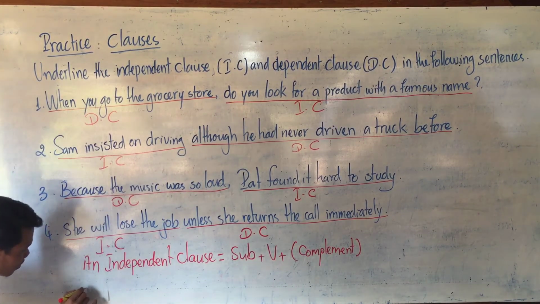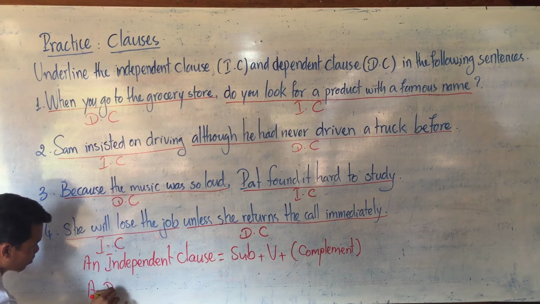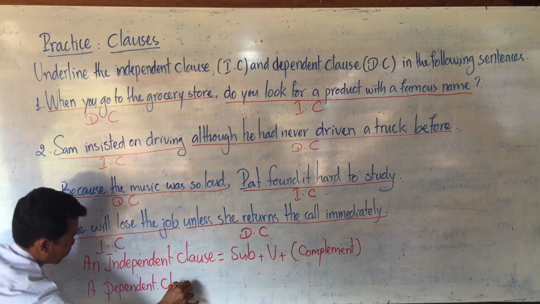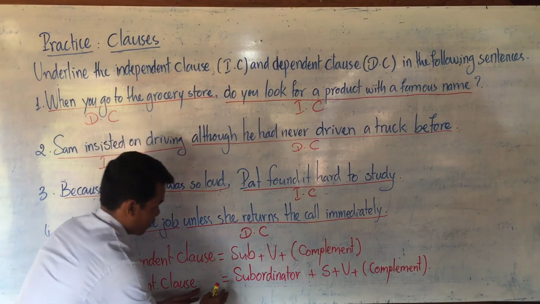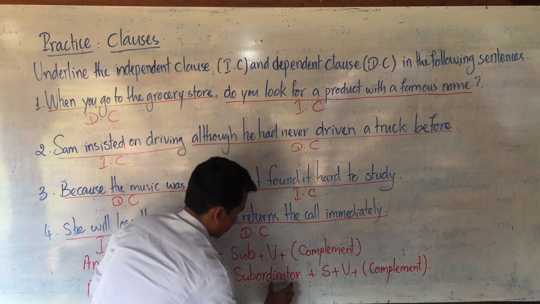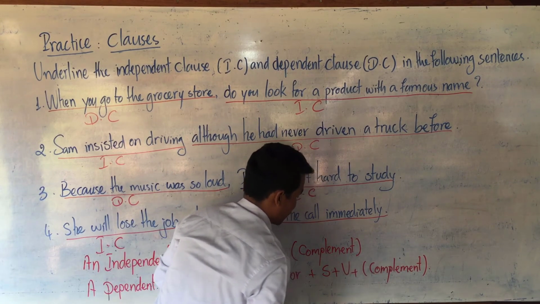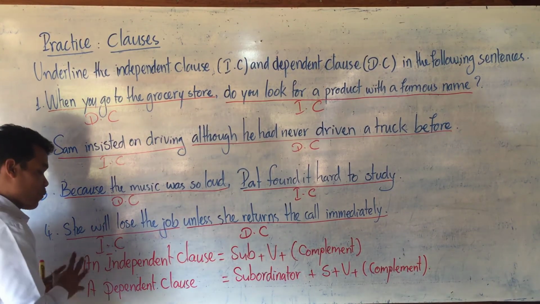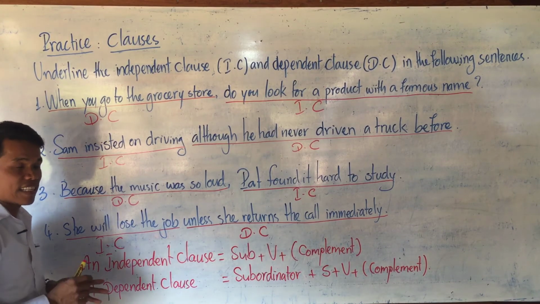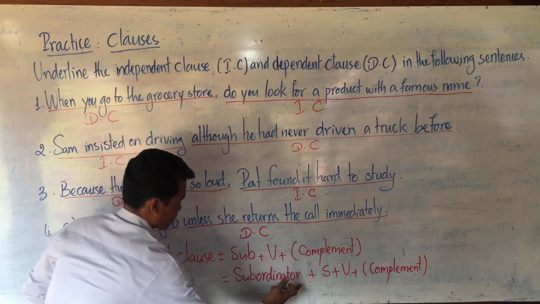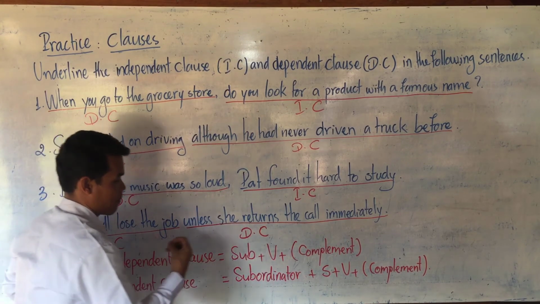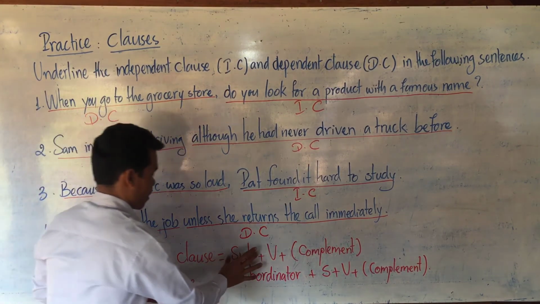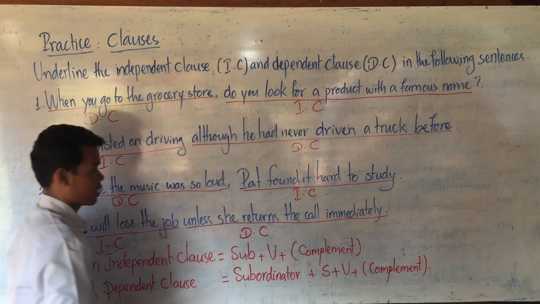How about a dependent clause? For a dependent clause, we have its formula: subordinator plus subject plus verb plus its complement. So it's a much easier way to recognize which one is DC and which one is IC. DC means we focus on the subordinator. When a subordinator comes before the subject, it is called DC or dependent clause or subordinate clause. IC does not; it starts from subject plus verb or its complement or something like that, right?